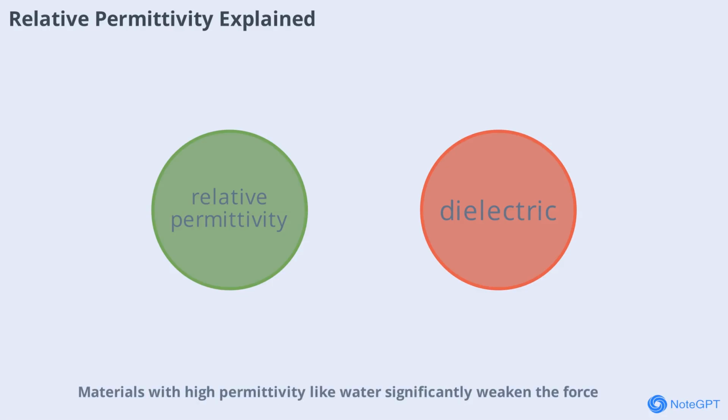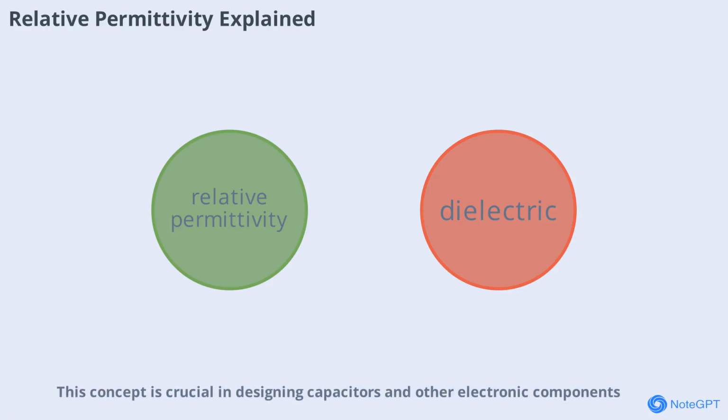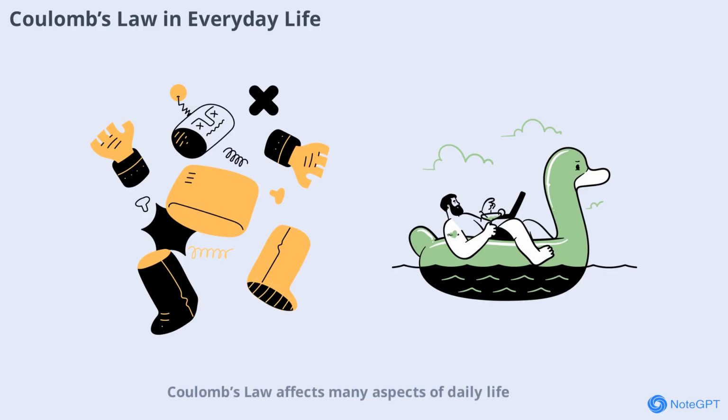Materials with high permittivity like water significantly weaken the force. This concept is crucial in designing capacitors and other electronic components, where controlling the strength of electric forces is essential for proper function. You might be surprised to learn that Coulomb's law affects many aspects of daily life.